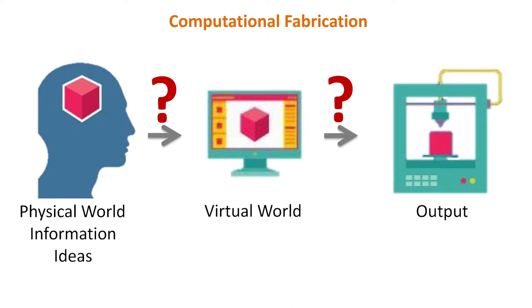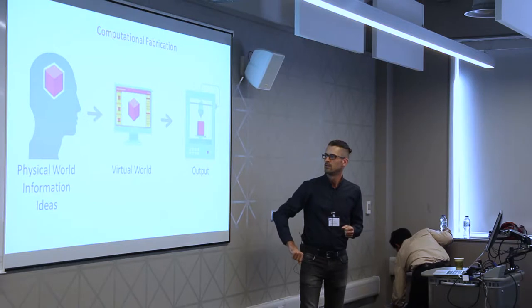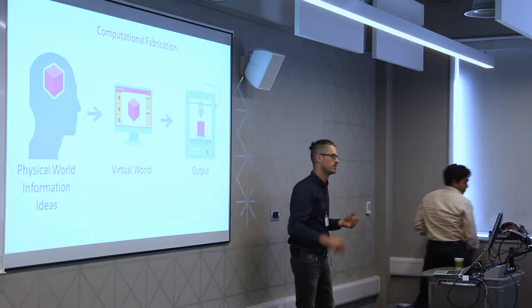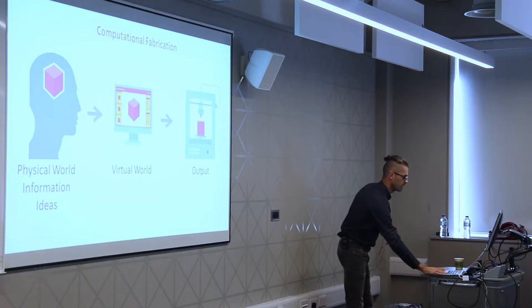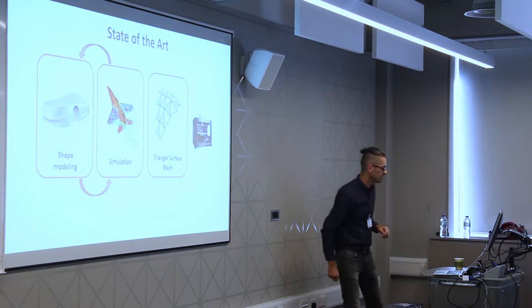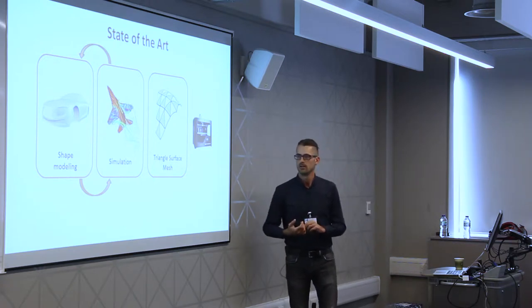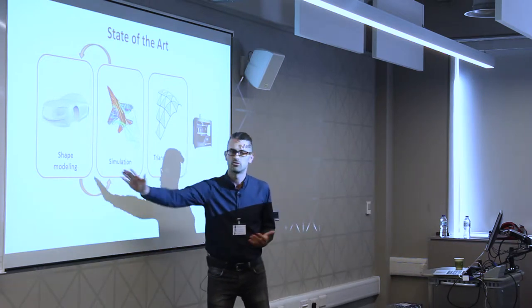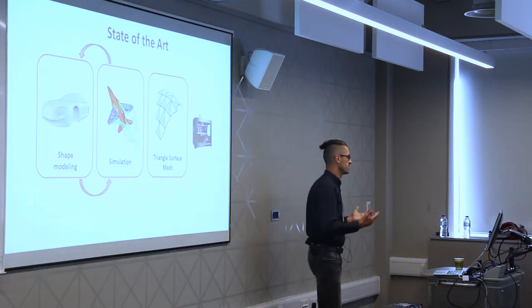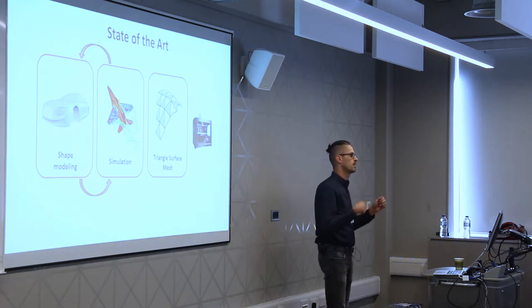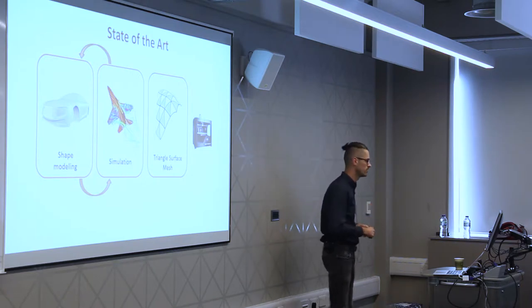In general, to really use the full potential of this technology, we need smart software tools and pipelines that allow us to model virtual content, but also smart pipelines that take these virtual models and map them to a representation that can be sent to the fabrication device that we have in our lab. So when taking a step back and looking at the state of the art in creating functional models, usually the process starts with shape modeling. An artist or engineer creates a 3D object, usually made out of parametric patches.